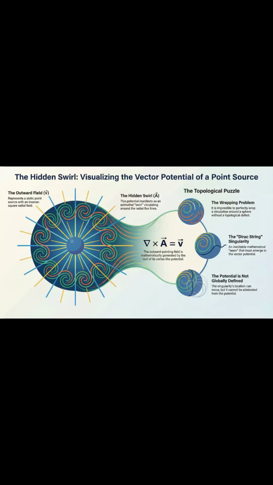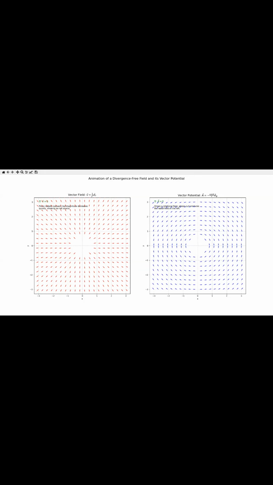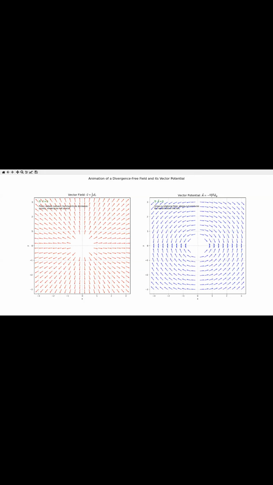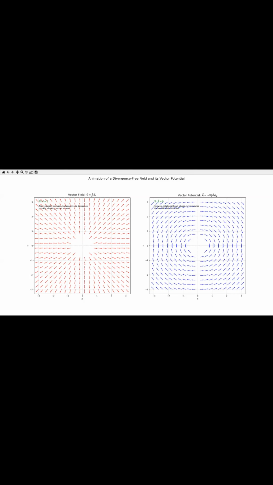Imagine a static point source that radiates force outward in every direction, much like light from a star. Because this field flows away from its center without any gain or loss in the space around it, it mathematically necessitates the existence of an underlying vector potential. This potential acts as the hidden blueprint that generates the visible outward force.